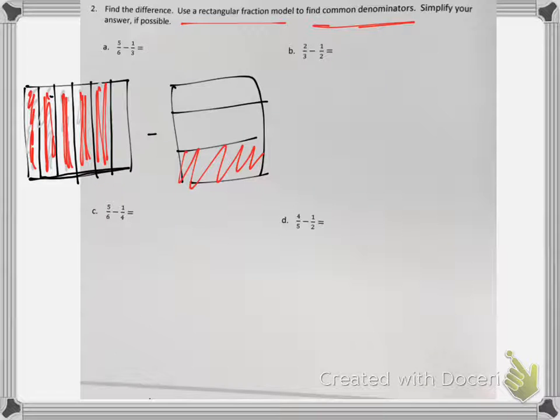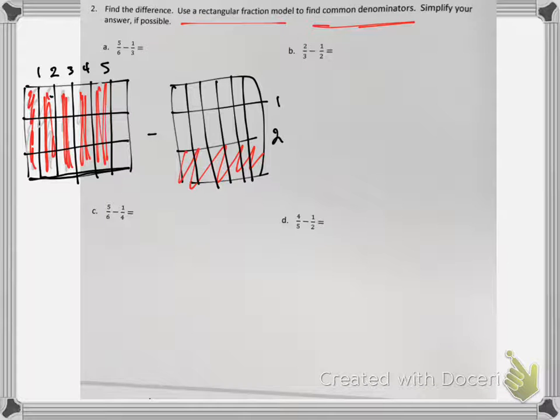And now what do we have to do? We have to take our vertical lines over here. So 1, 2, 3, 4, 5. Put them over here. 1, 2, 3, 4, 5. And then we have 1, 2 horizontal lines that we need to put over here. So now we need to state what is our new fraction.